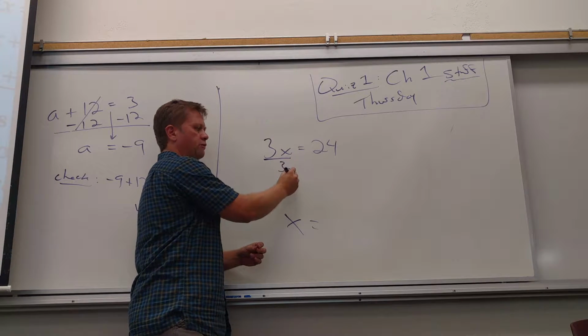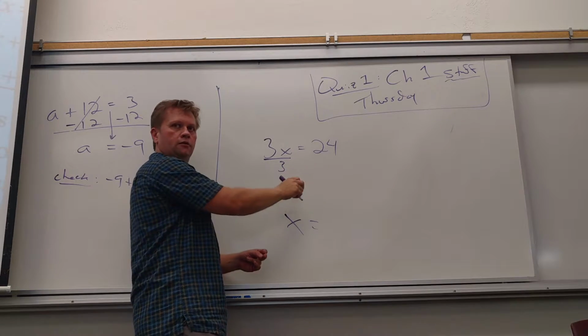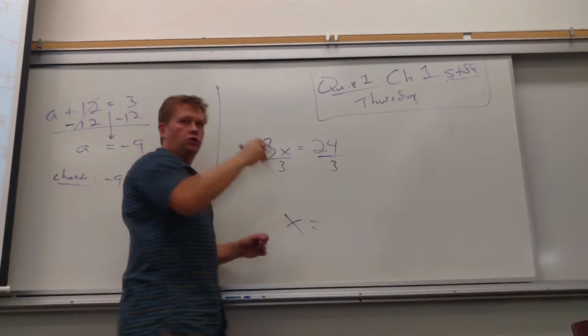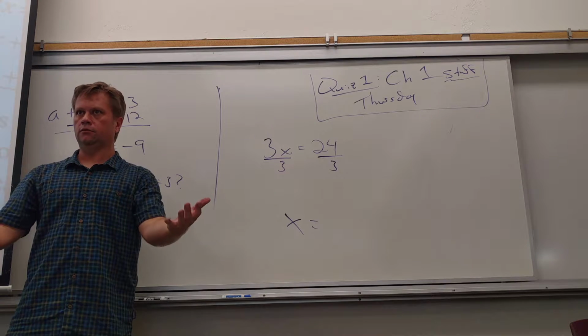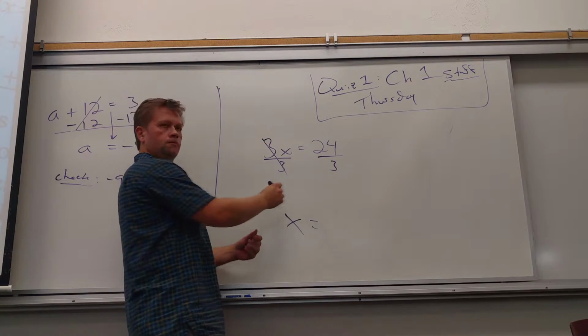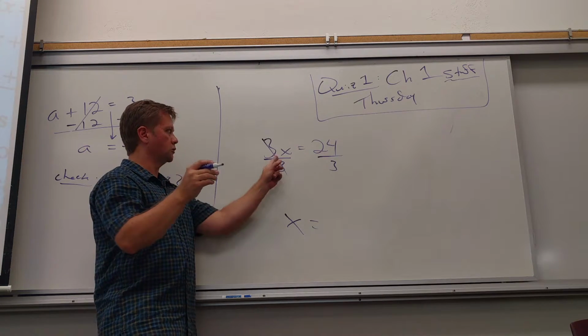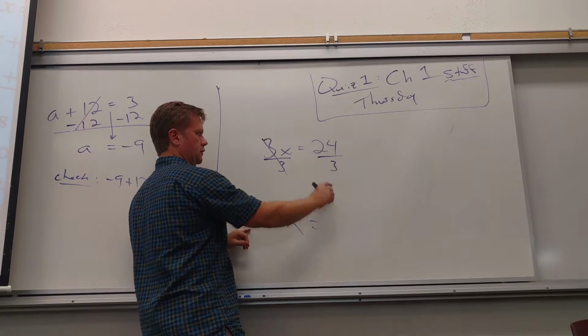I hate when people divide by 3x, it doesn't make any sense. You want the x to stay there. It's the 3 you want gone. Whatever you do to one side, you better do the other side. Exactly. When you're multiplying, you divide. So you get x equals 8.